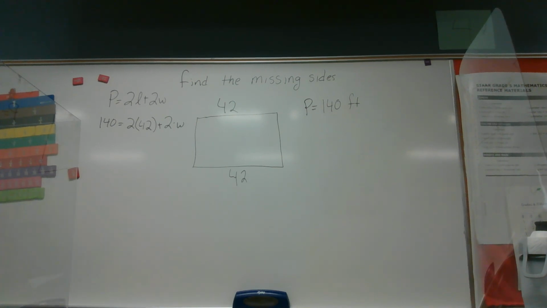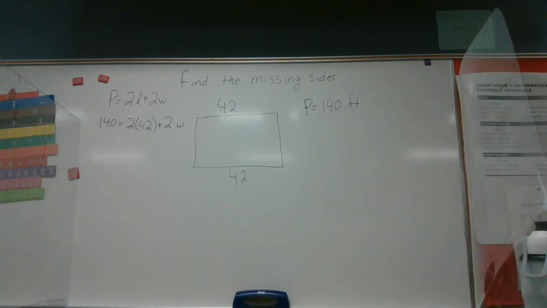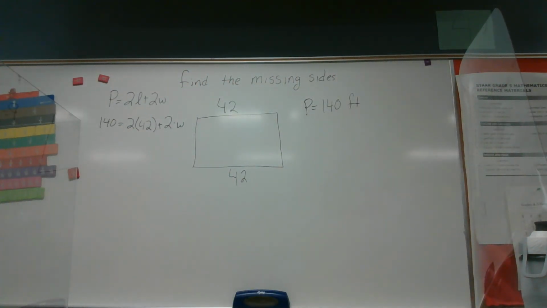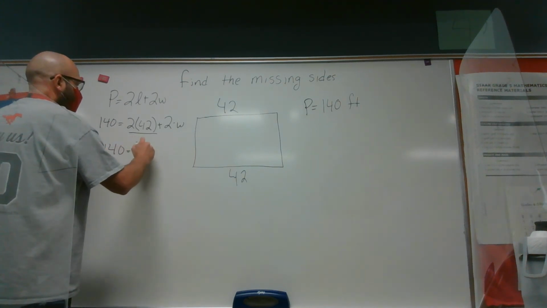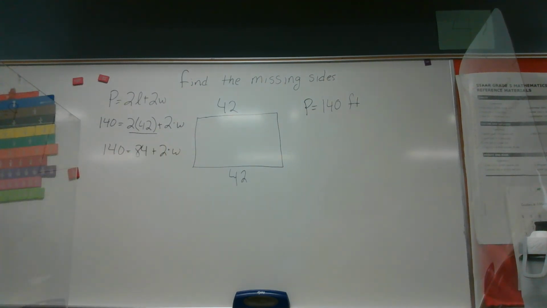As I've said, they're always going to give us two of the variables this year. We're always going to be able to replace two of the variables with numbers. So now we can do the math that we can do. We have 140 equals 84 plus 2 times W. So we need to know, what do we multiply times 2 and then add that to 84 to get 140. So now there's a way to mathematically figure this out.